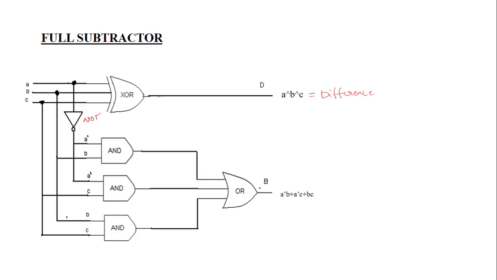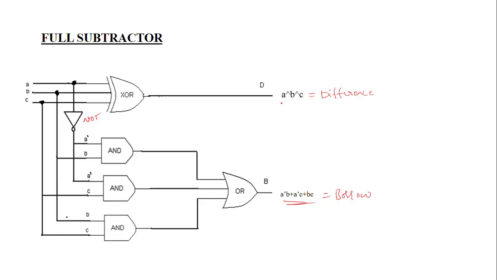While performing the subtraction operation, we get the difference between the two bits. Sometimes you may get a borrow also. To calculate the formula for borrow, we do the AND operation between the inverted A and B, the inverted A and C, and B and C. Then we collect all the AND gate outputs into the OR gate. So we get the borrow output like this.